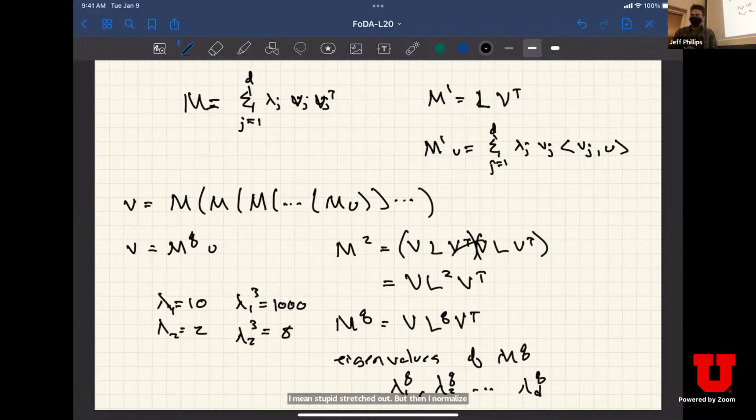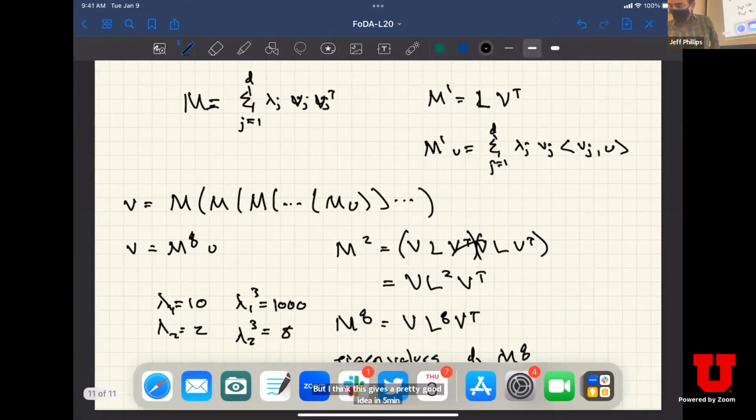There's a more mathematical proof of this that shows the rate of convergence and so on, but I think this gives a pretty good idea in 5 minutes. So how about I show you a demo of this just to wrap this up.